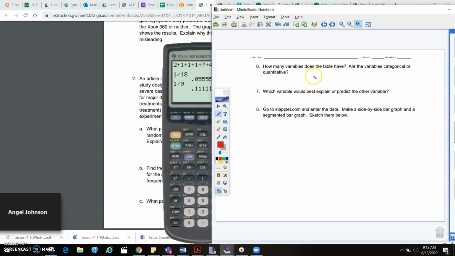So how many variables does this table have? Okay, so on this one, we've got 2 variables because you can either be male or female, or you've got the different categories of toys. Are the variables categorical or quantitative? Well, they're categorical because they're not numbers, right? Which variable would best explain or predict the other variable? Well, gender could predict toy choice.